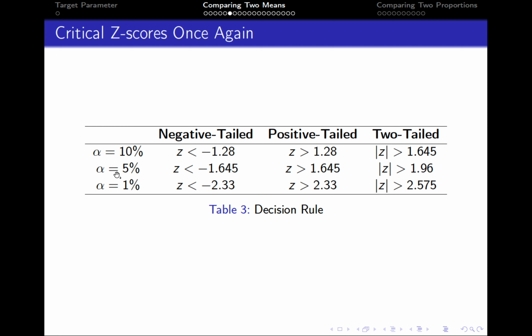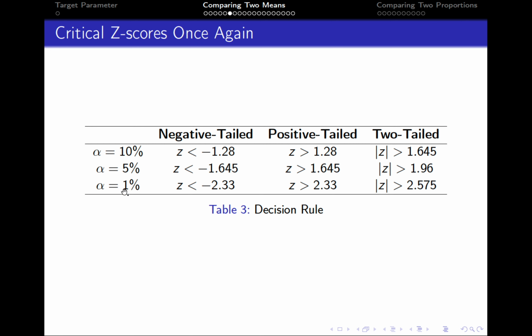As for the significance level of 5%, the critical z-score for the negative tail test is negative 1.645. For the positive tail test, that would be positive 1.645. And as for the two-tail test, the critical z-score will be the value at the significance level of 5% divided by 2, so at 2.5%, which is 1.96.